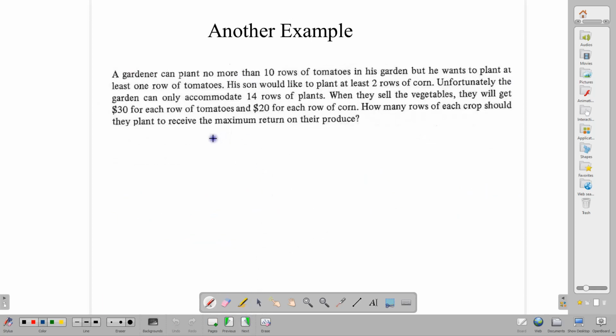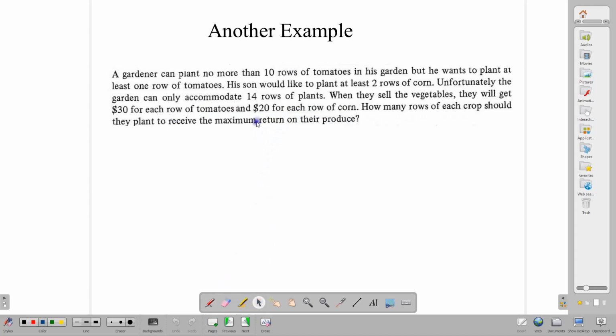Here, a gardener wants to plant no more than 10 rows of tomato in his garden, but he wants to plant at least 1 row of tomatoes. His son would like to plant at least 2 rows of corn. Unfortunately, the garden can only accommodate 14 rows of plants. When they sell the vegetables, they will get $30 for each row of tomatoes and $20 for each row of corn. How many rows of each crop should they plant to receive their maximum return for their produce?